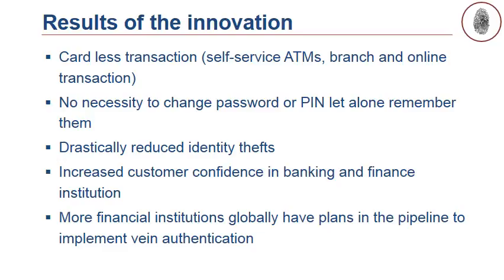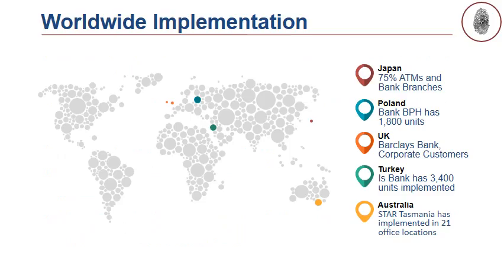And more financial institutions globally are having plans to implement vein authentication technology. For instance, ANZ Bank is also planning to implement vein technology. Now let's look at the worldwide implementation. Obviously, Japan being the leading country of this technology, 75% of their ATMs and bank branches use them. And Poland, which is one of the highest, has 1,800 units implemented. Barclays Bank in the UK has implemented this for their corporate customers.